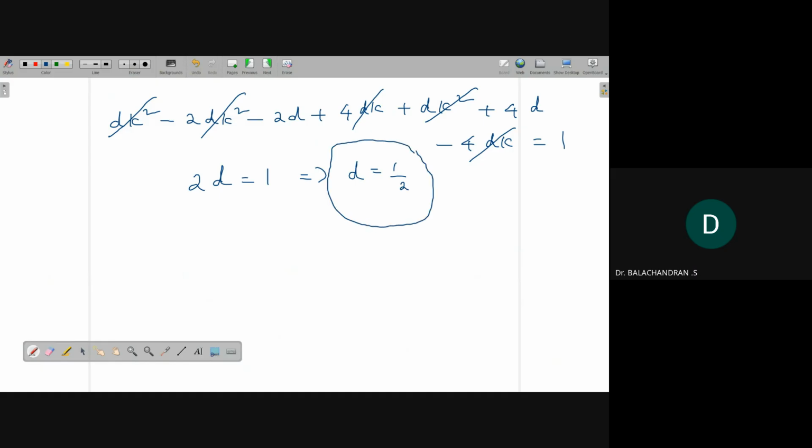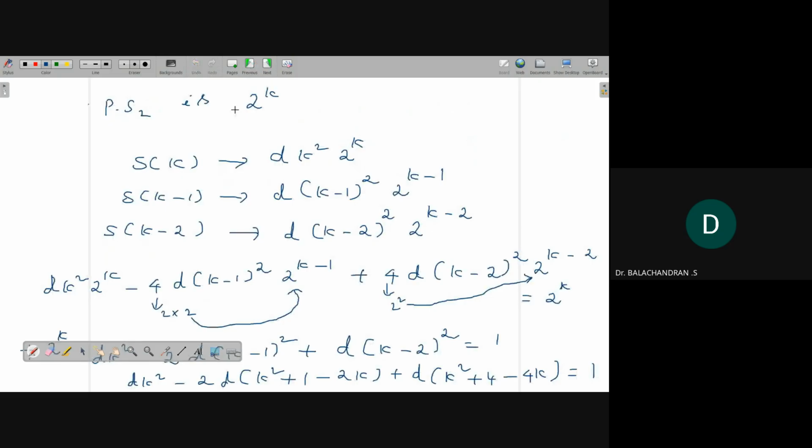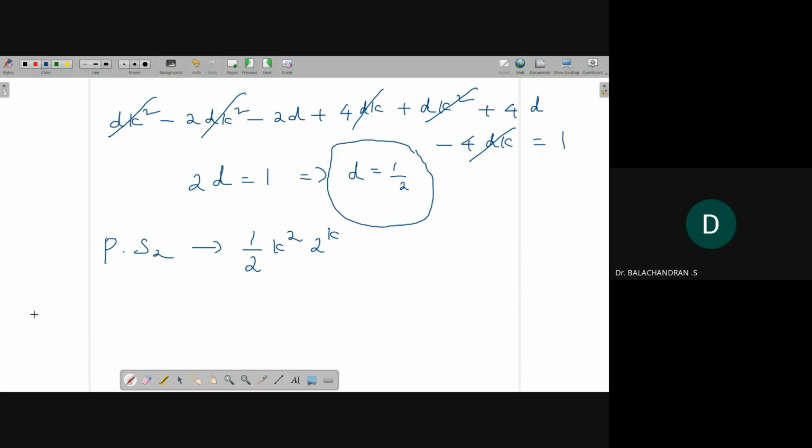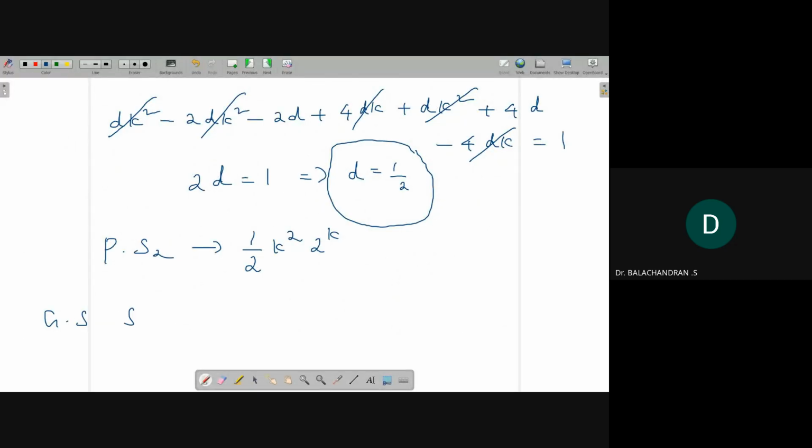Okay, so now PS2. What is PS2? D k square 2 power k. What is d? 1 by 2, so k square into 2 power k. Now our general solution GS. I am using here S of k. So S of k is equal to the homogeneous solution. Complementary function is what we use in differential equations.